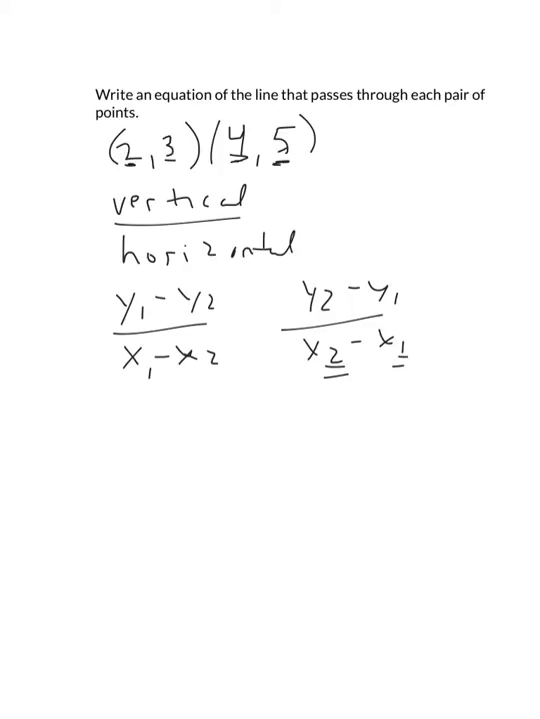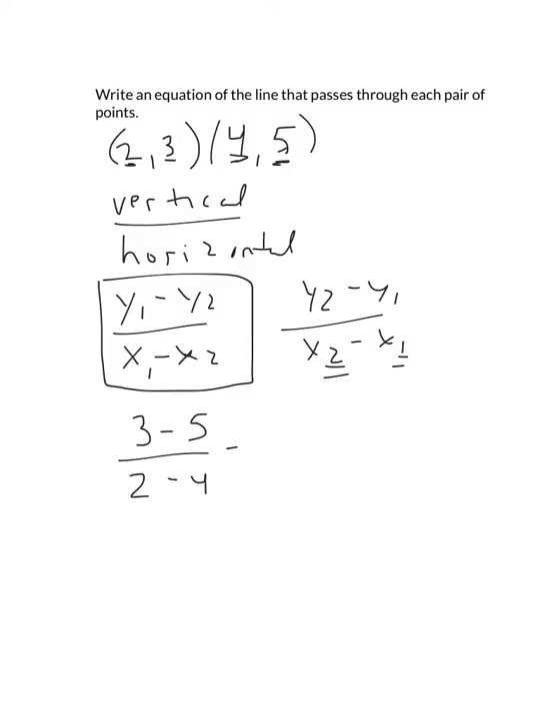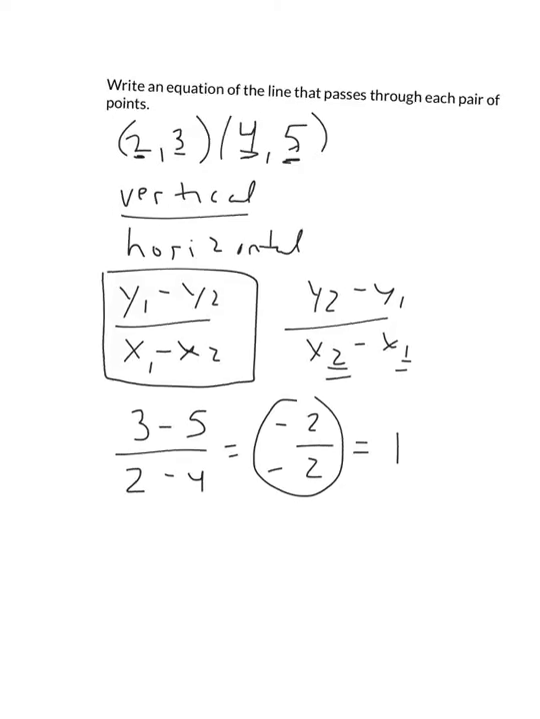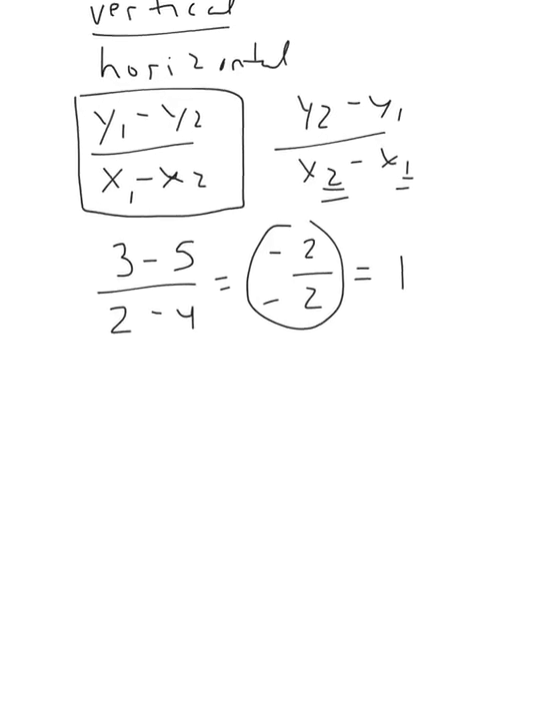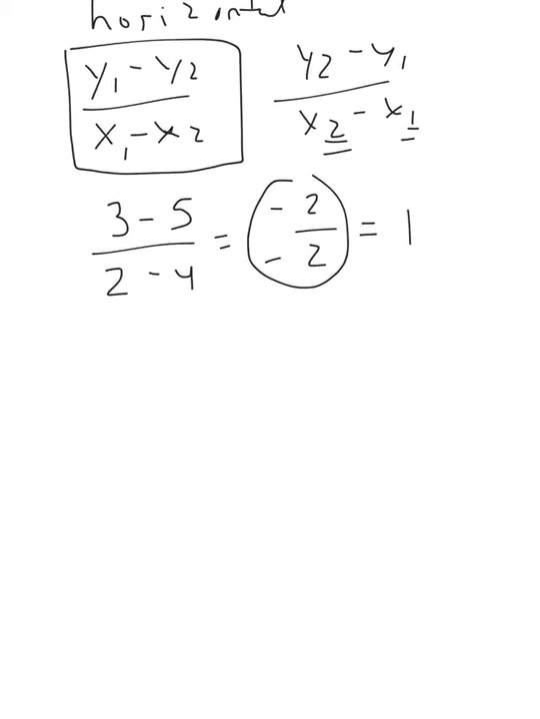So let's say we happen to use this to find the slope. We say 3 minus 5 over 2 minus 4. That gives us negative 2 over negative 2, which is 1. So that's the slope.